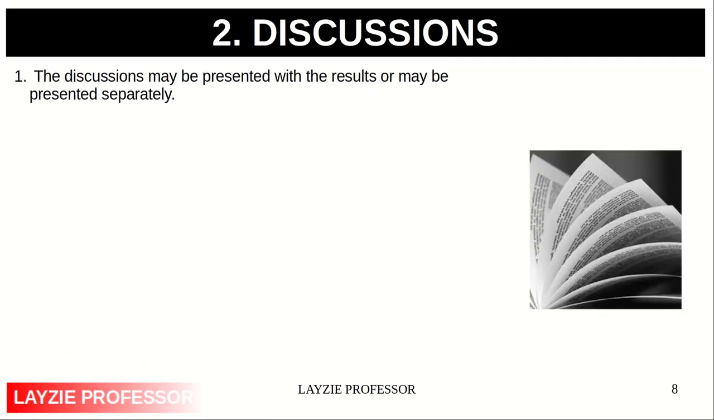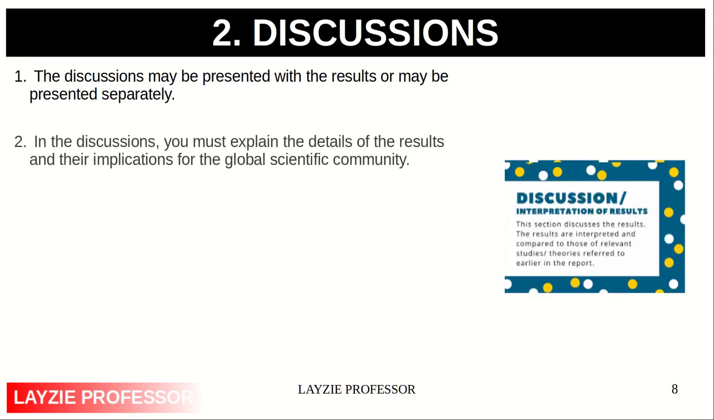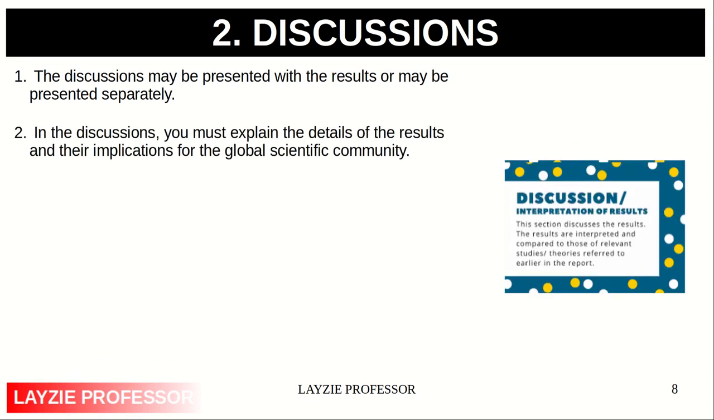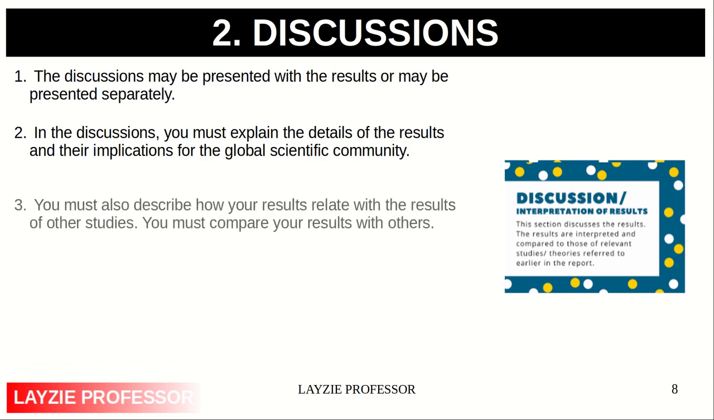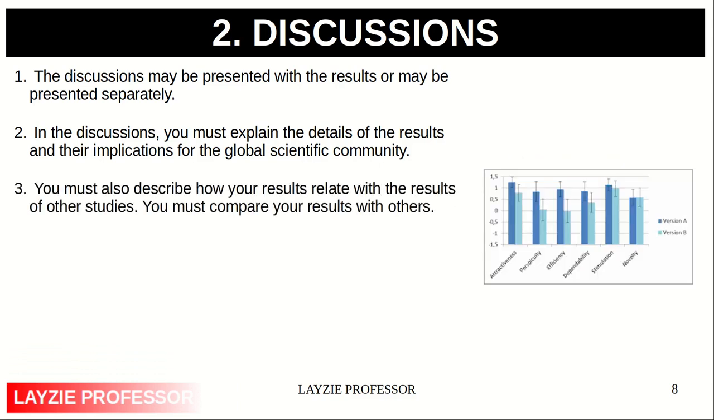The discussions, which is also presented in the same chapter 4, may be presented with the results or may be presented separately. And in the discussions, as a student, you must explain the details of the results and the implications of your results for the global scientific community. And you must also describe how your results relate with the results of other studies, whether there are similarities or whether there are differences. And what does this mean? If there are similarities, what does it mean for the global scientific community? And if there are differences, what does it mean for the underlying principles and for the global scientific community?